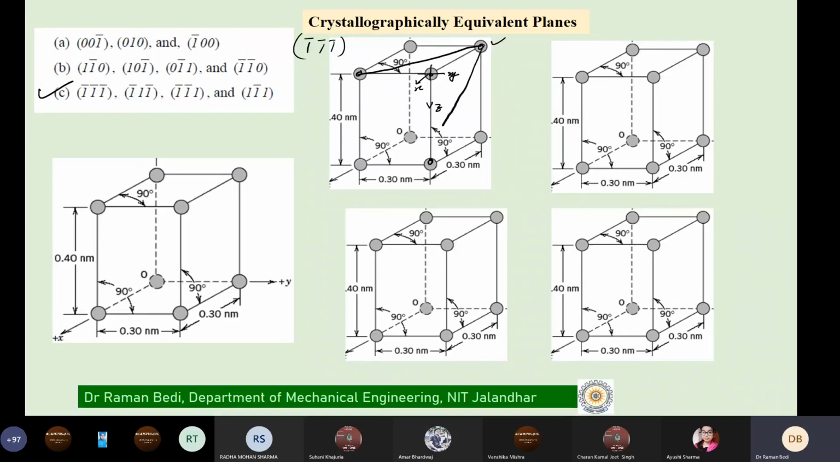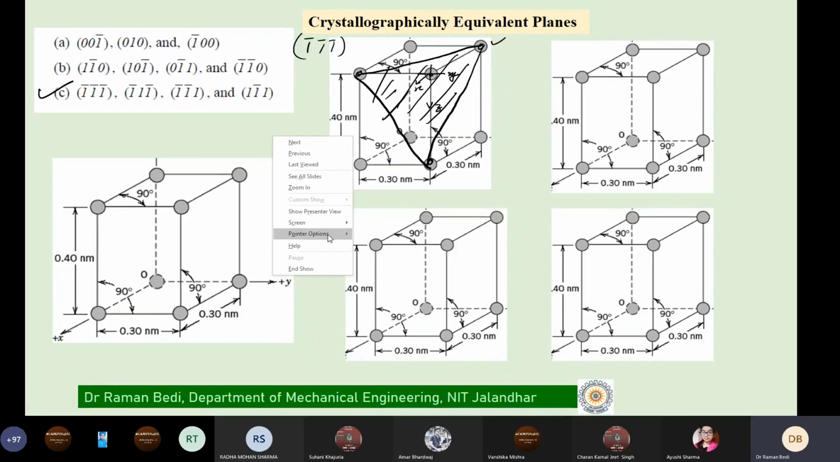So this is the plane which we have indexed. This plane represents the 1 bar 1 bar 1 bar plane. So done with 1 bar 1 bar 1 bar. Let's go to the next one, which is to be indexed now. It is 1 bar 1 1 bar.